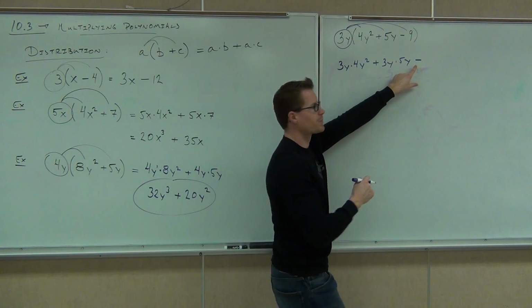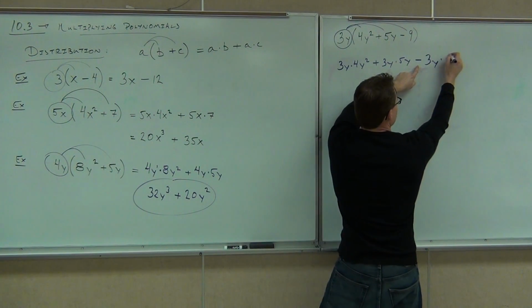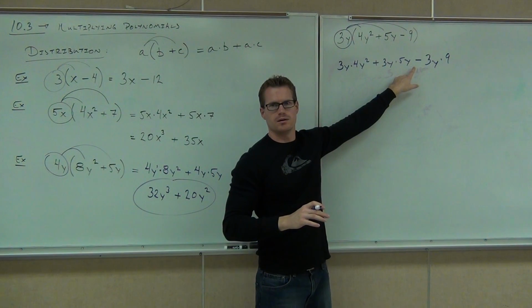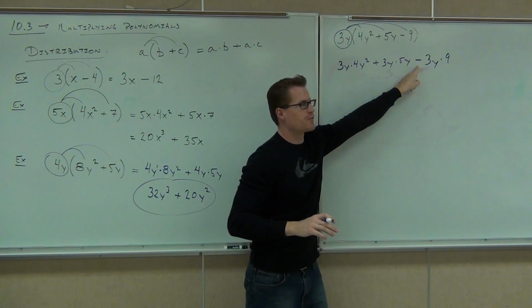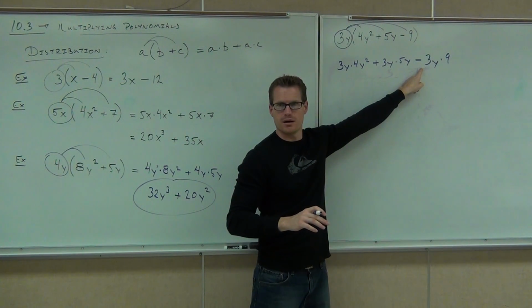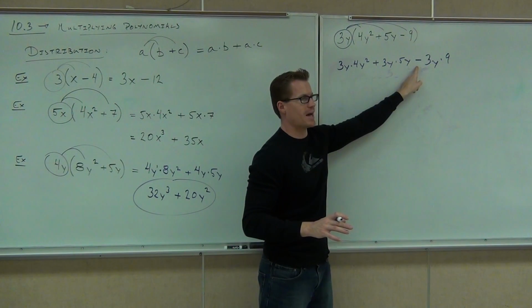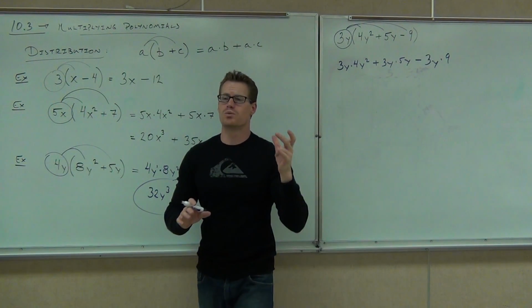Then look what I do. I write my 3y times not negative 9 anymore, but positive 9. Do you see why? You've already taken care of that sign. Are you with me on that? You've already done the positive times the negative. You don't need to do it again. If you do it again, you're going to change that sign back. That would be the wrong thing to do.